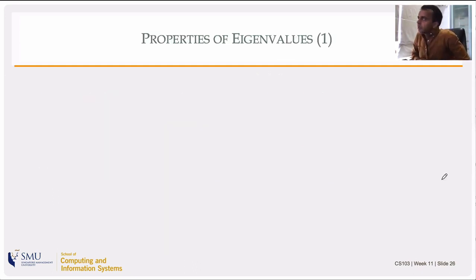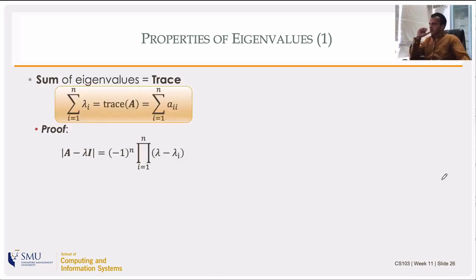Alright, let's move on to the properties of eigenvalues and eigenvectors. So these properties are quite interesting. The first one says that the sum of eigenvalues is actually the trace of the matrix. Trace, if you remember, is just the sum of the diagonal elements of a matrix. And the statement is that the sum of the eigenvalues is actually the trace of the matrix.